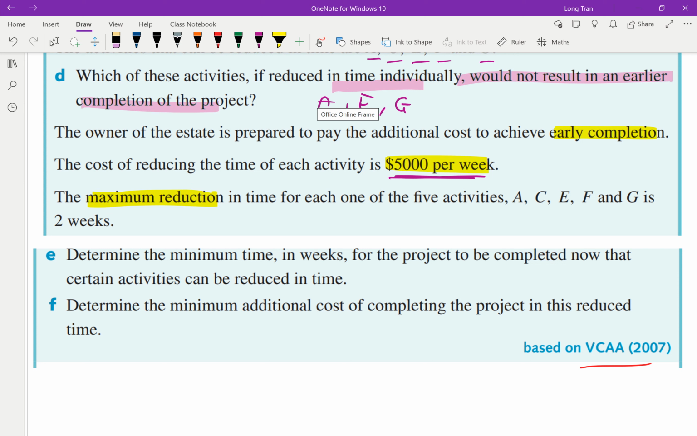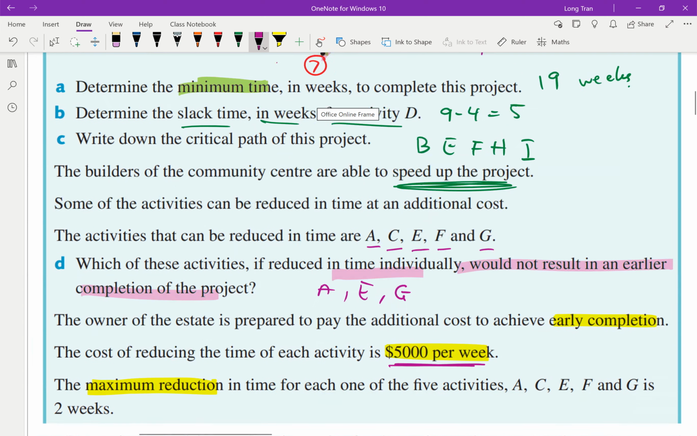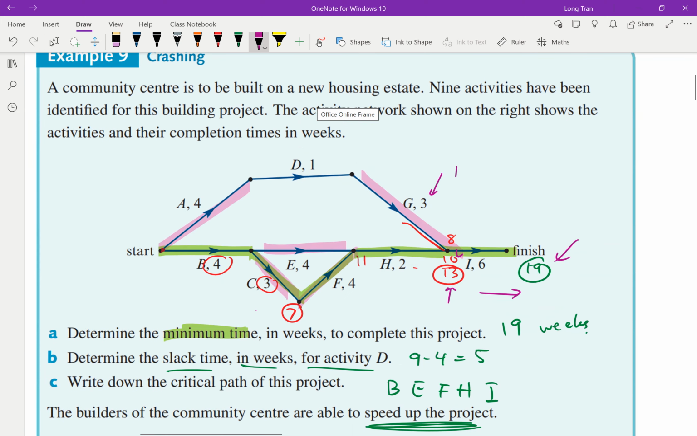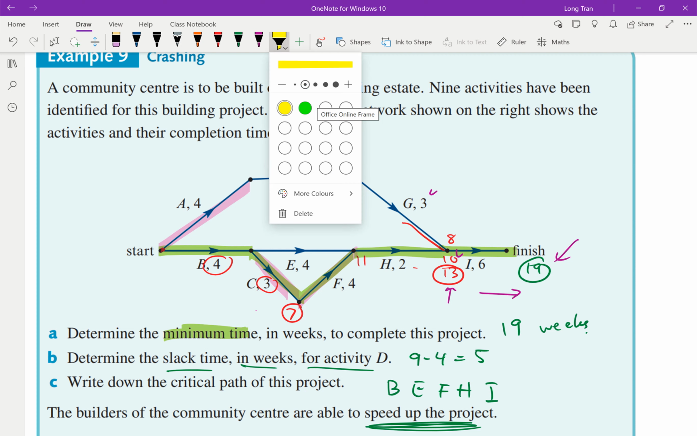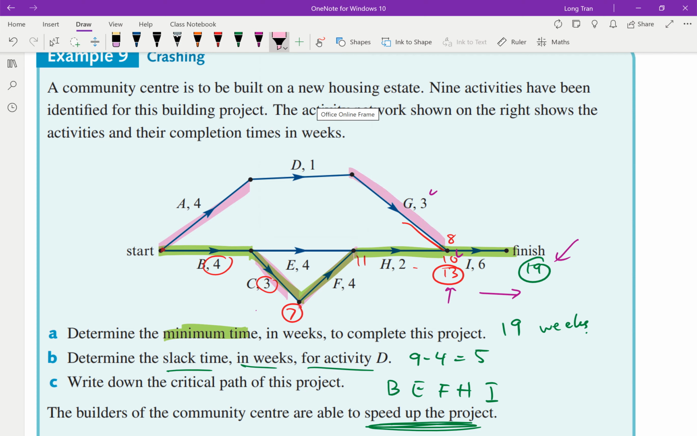So let's have a look here. Determine the minimum time in weeks for the project to be completed now that certain activities can be reduced in time. Then determine the minimum additional cost of completing this. So this is how you do it. Let's have a look. This is where you use a bit of intuition. I'm just going to highlight again. We knew G and E have little effect. What makes an effect is you either change C or you change F. Those were the only letters that you can change.